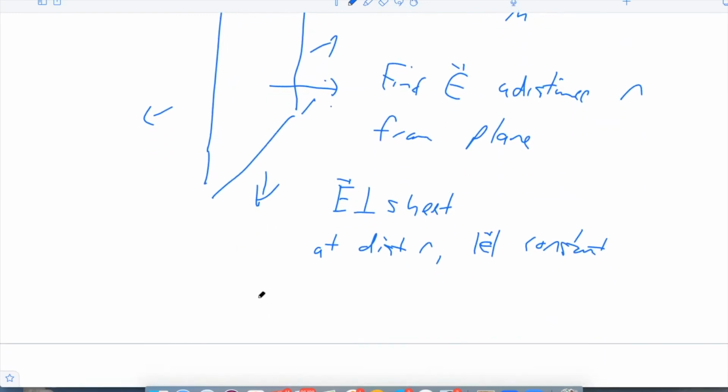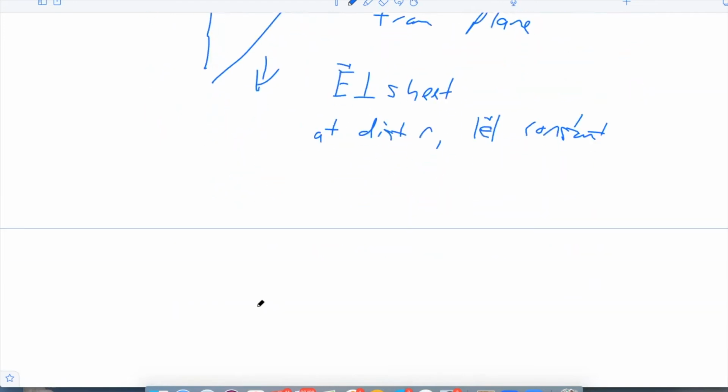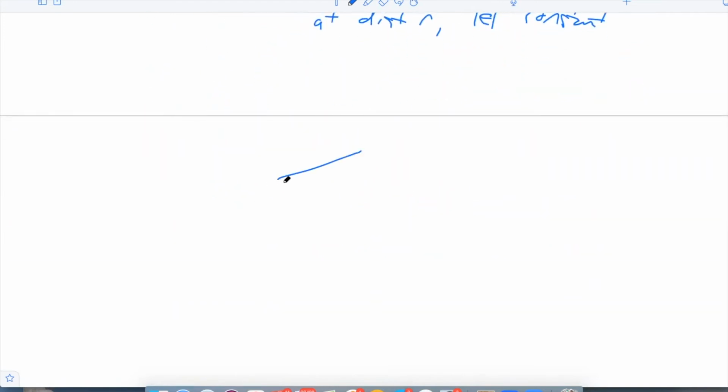Okay, so we need to decide on a Gaussian surface. I'm going to redraw my picture here. And just for fun, maybe I'll do this one two different ways. I'll do it with a cylinder and with what we call a Gaussian pillbox. So I'm going to do it with the cylinder here. Let me draw that one dotted.